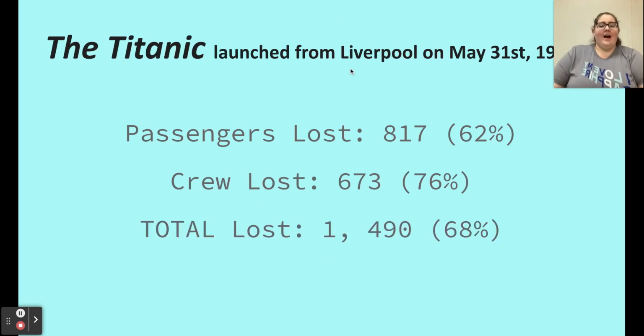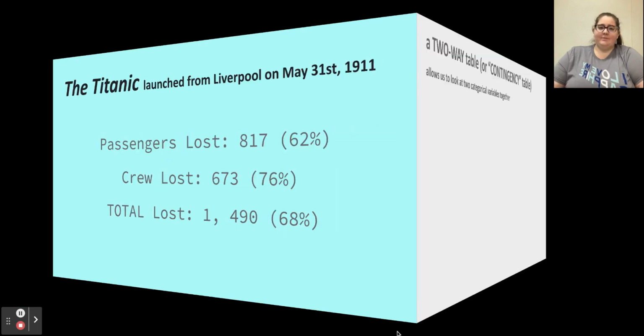What we're going to look at is how their passenger versus crew status might have been related to whether or not they died. In total, 68% of people who were on the Titanic lost their lives.